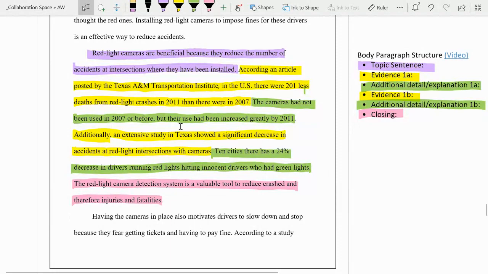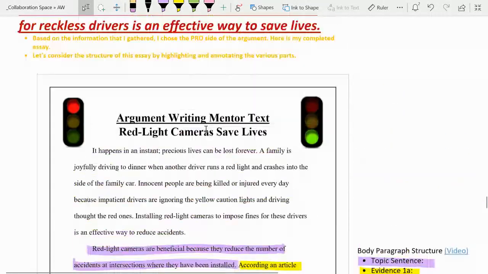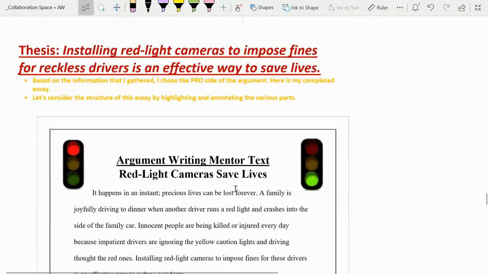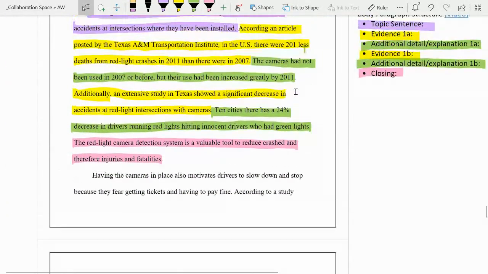So we have done this with paragraph 1, topic 1. Let's take a look at topic 2. Cameras motivate drivers to slow down because of fines. This means my second body paragraph is going to be all about the fines that are associated with it. Paragraph 1 was all about the decrease in crashes and deaths. This paragraph that we're about to look at will be all about motivating drivers to slow down because of fines, because of the tickets that they would get.